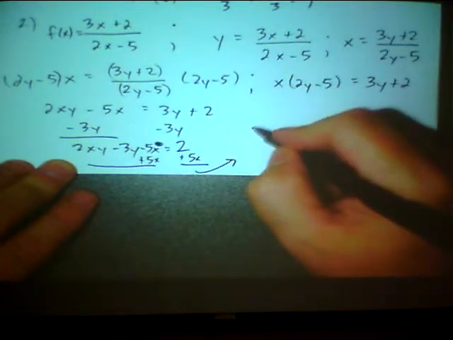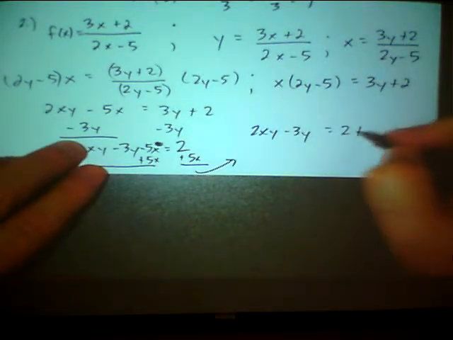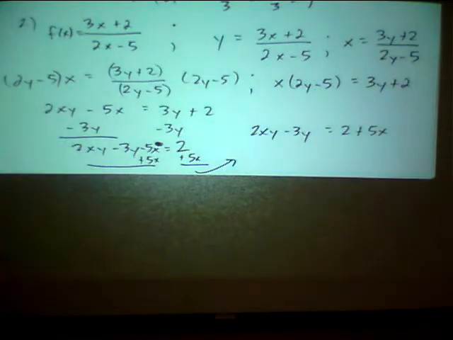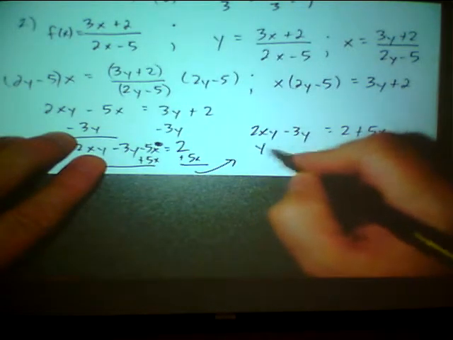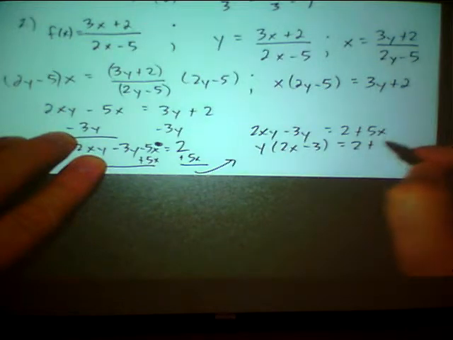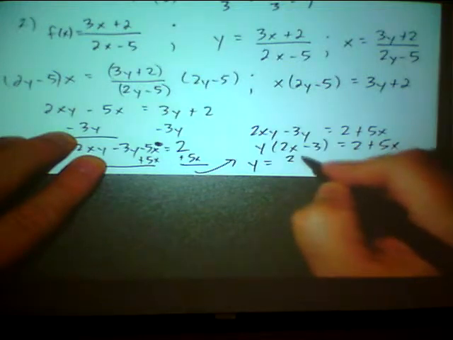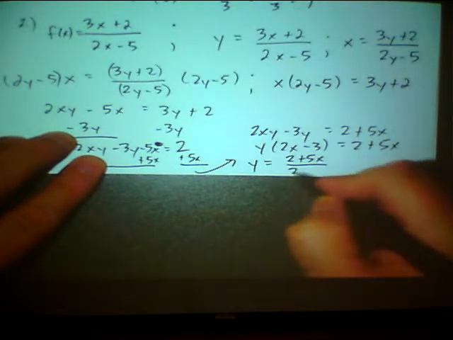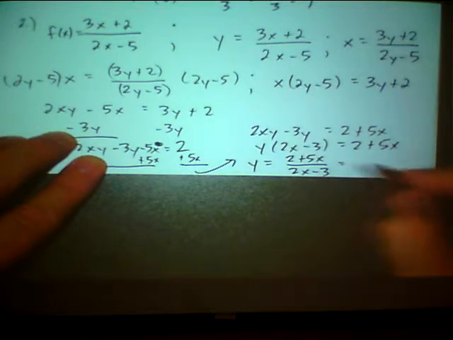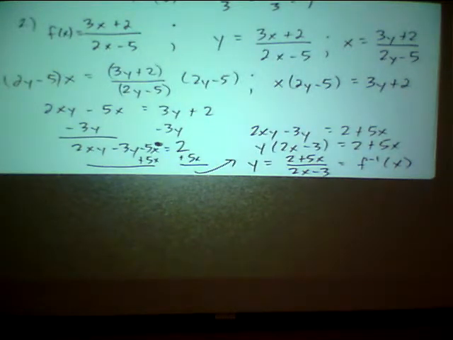So if I take it up here, now I end up with 2xy minus 3y equals 2 plus 5x. And now on the left-hand side, if I want to solve for y, I'm going to factor out a y. So I have y times, in parentheses, 2x minus 3 equals 2 plus 5x. And if I get y by itself, I'll divide both sides by 2x minus 3. So I end up with 2 plus 5x over 2x minus 3. And now I can simply replace the y with my inverse function notation, f inverse of x.